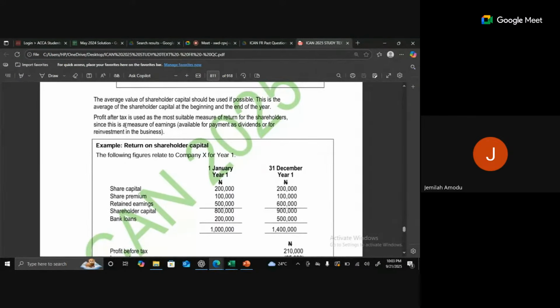They say profit after tax is used as the most suitable measure of return for the shareholder, since this is a measure of earnings available for payment as dividends or for reinvestment in the business. So that is why they use profit after tax, right? Because it is this profit that would be shared as dividends to investors or the owners, the shareholders. So that's why they use profit after tax for this particular calculation.